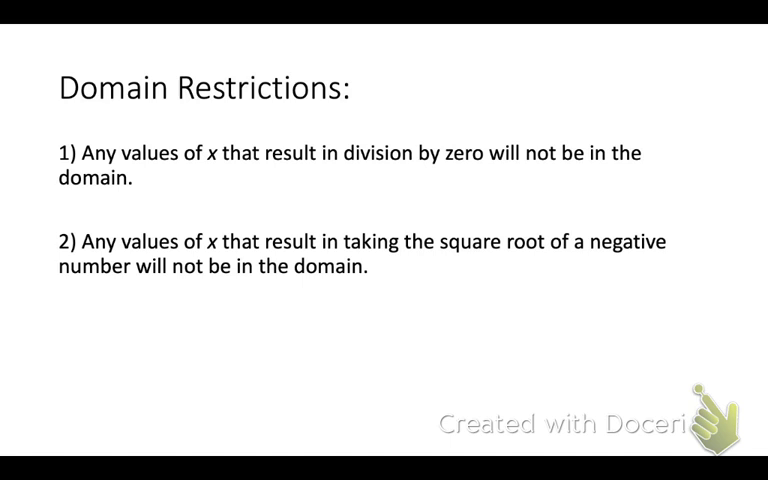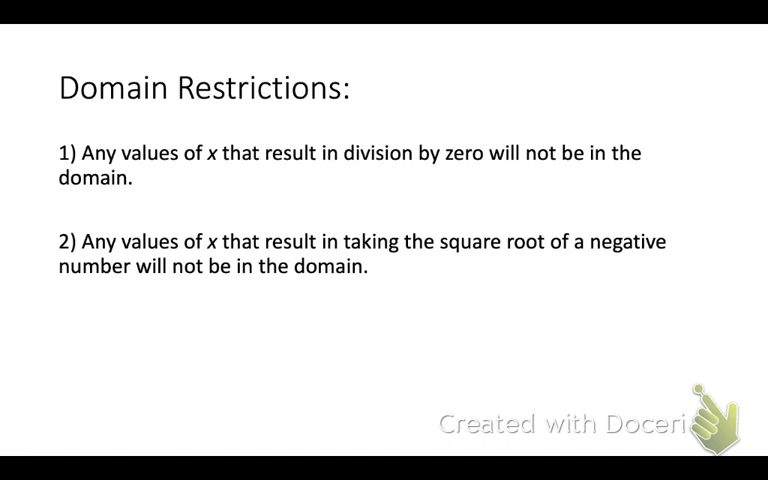We talked about domain restrictions with real-world context problems. But now we're going to have domain restrictions in 2 scenarios. First scenario, any values of x that result in division by 0. That's a big no-no.